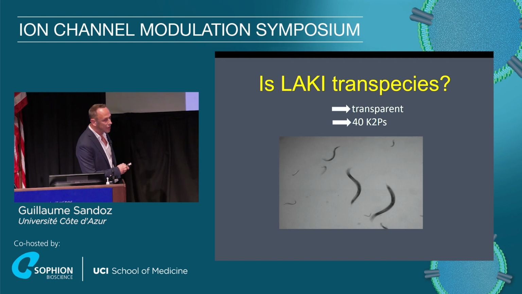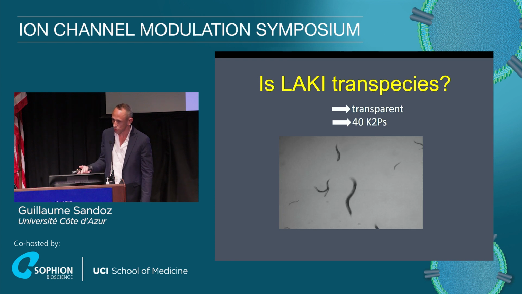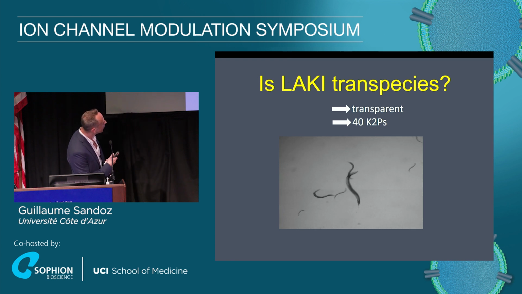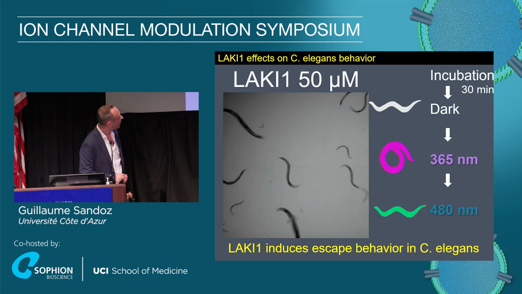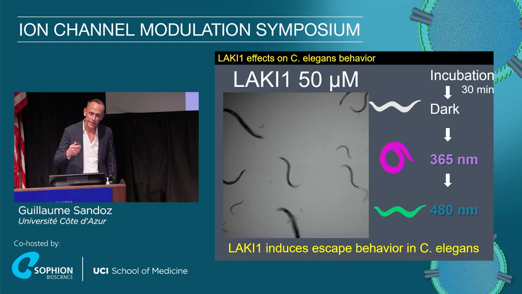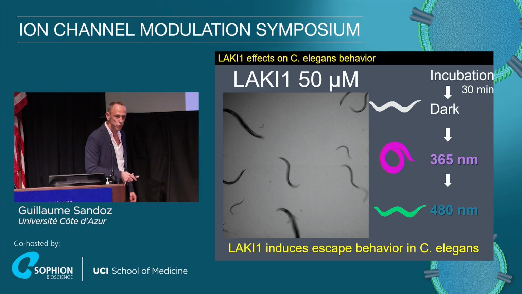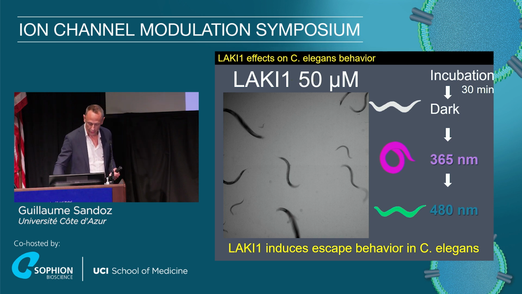C. elegans is transparent, meaning it's compatible with optopharmacology. And second, C. elegans possesses 40 two-pore domain potassium channels. What we have done at the beginning, we incubated our animals for 30 minutes in the dark, in the presence of 50 micromolar of LACI1. Then we shine the light at 365 nanometers to activate the molecule, and then we shine the light at 480 nanometers to stop the function of the molecule.